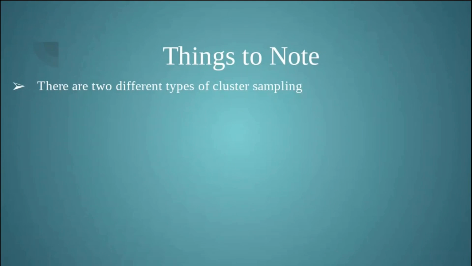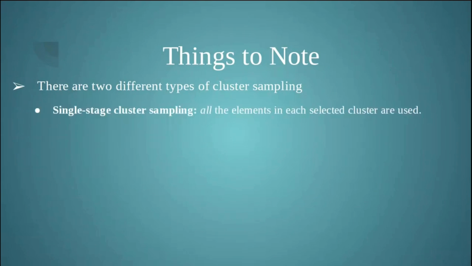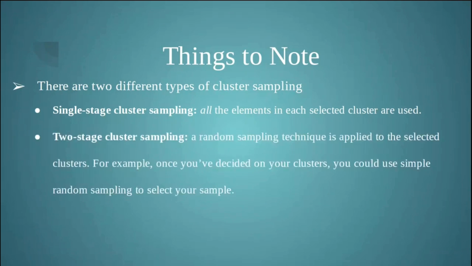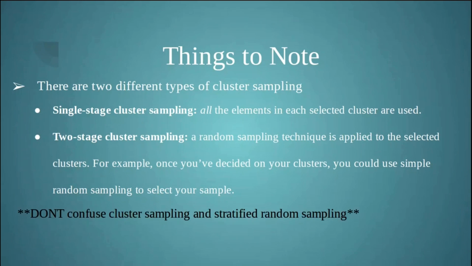Things to note. There are 2 different types of cluster sampling. Number 1, single-stage cluster sampling. This is when all the elements in each selected cluster are used. Number 2, two-stage cluster sampling. This is when a random sampling technique is applied to the selected clusters. For example, once you've decided on your clusters, you could use simple random sampling to select your sample. Now, it's good to know that there are different techniques you could use, but for this presentation, we're just going to focus on single-stage cluster sampling.